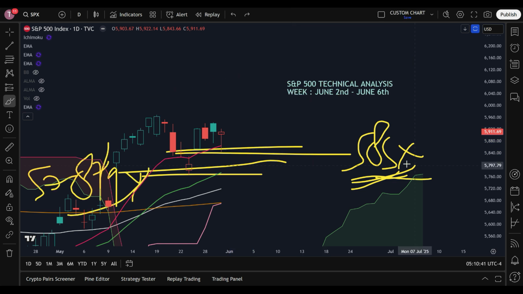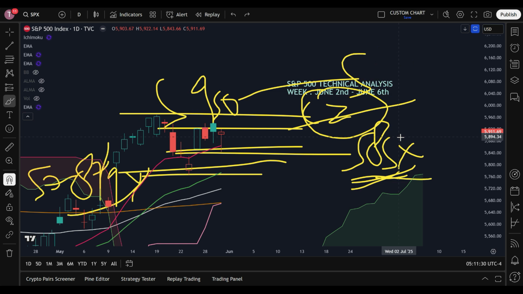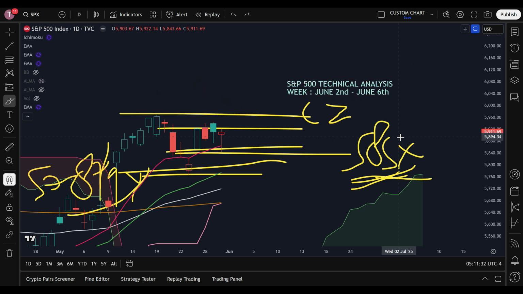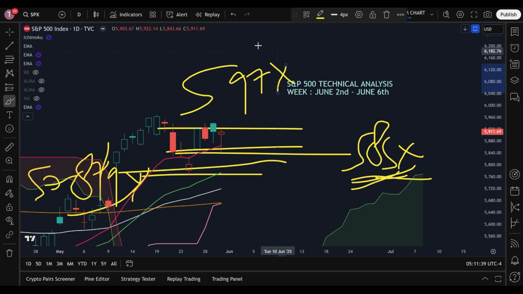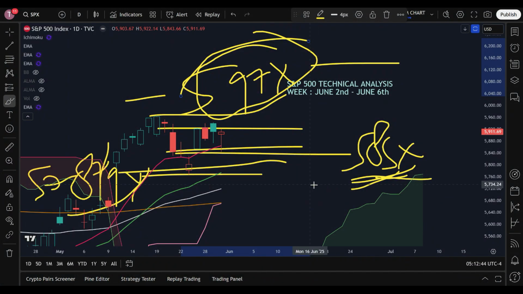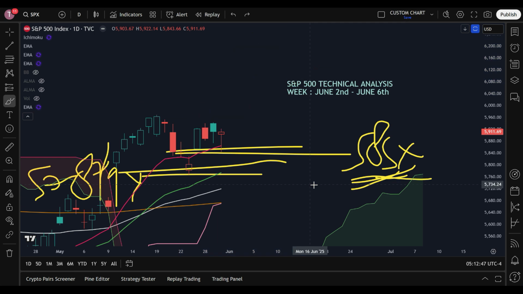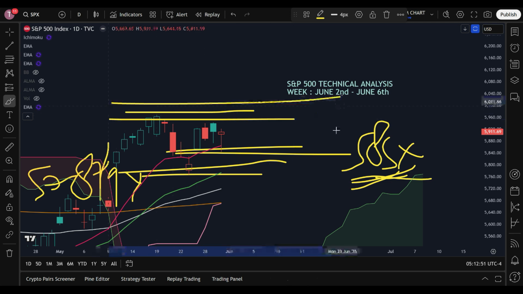Now comes the bull side. The bull side will be limited and restricted to the confluence zone. This confluence zone also includes my calculated level, which comes in at 597x. The exact numbers of the confluence zone I have mentioned to my Patreon community members again and again. So any bullish side movement for now will be limited and restricted to the confluence zone.